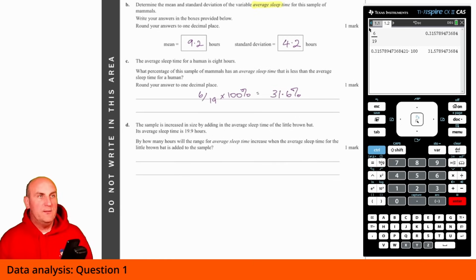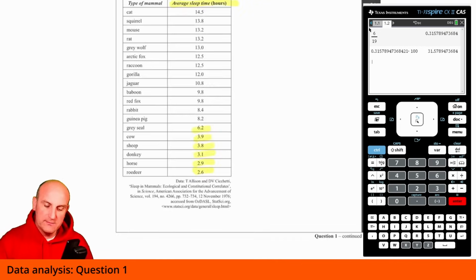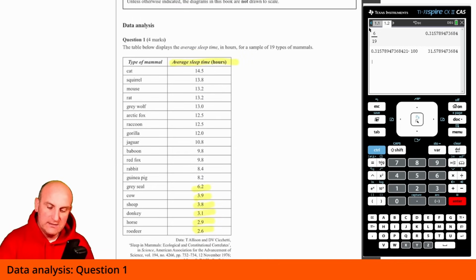It is. The sample is increased in size by adding in the average sleep time of a little brown bat. Its average sleep time is 19.9 hours. By how many hours will the range for the average sleep time increase? Now, 19.9 hours. I'm going to go back to my data. And if I look here, 19.9 would actually put it at the very, very top. So it's going to replace that 14.5. So, it's going to be bigger by how many?